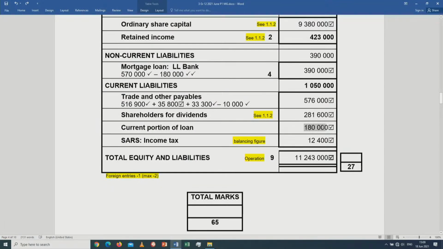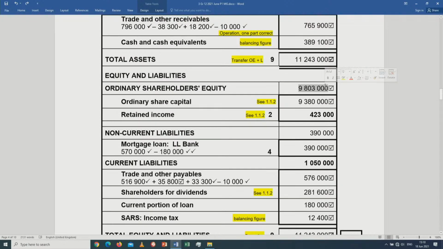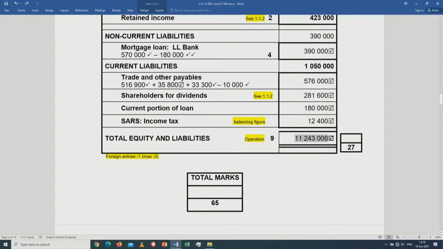Current portion of the loan, this figure, when you mark it, you must check there, the loan, the same figure that was subtracted there. If it's the same figure as the one indicated there, then a learner will earn a method mark there, colleagues. SARS income tax is a balancing figure because we do have the amount there of current liabilities. It means a learner is supposed to take whatever figures they have there, 1,050,000 minus trade and other payables, minus shareholders for dividends, minus current portion of the loan to get this figure, and then a learner will earn a method mark. So this figure plus this figure plus this figure will give us the total of equity and liabilities.